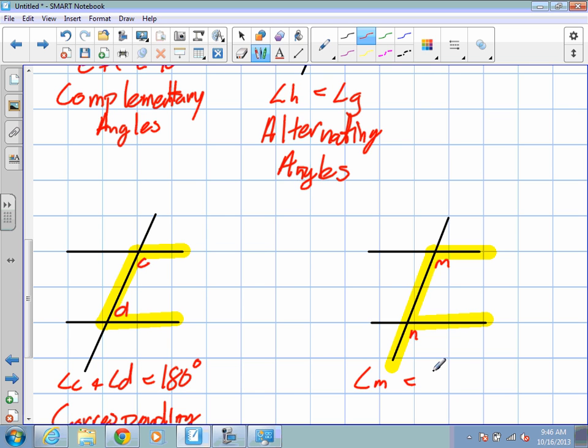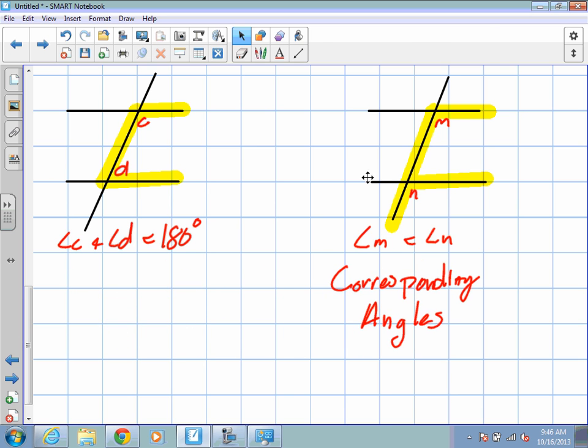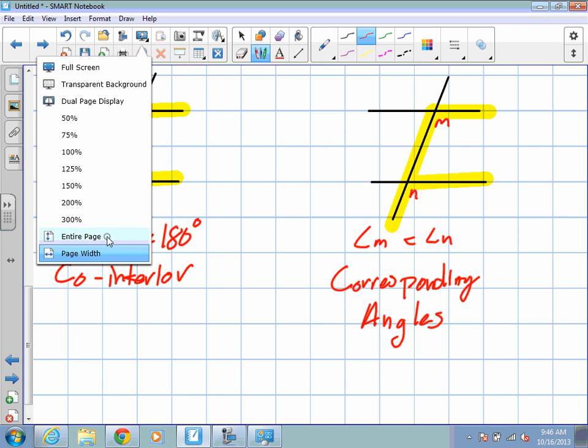And the name of this, anyone? Sorry, you named that wrong. These are corresponding. These are called co-interior. So those are co-interior. Those are corresponding. Sorry, I wrote it.